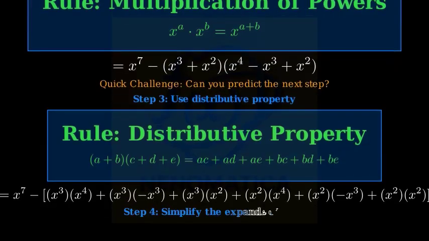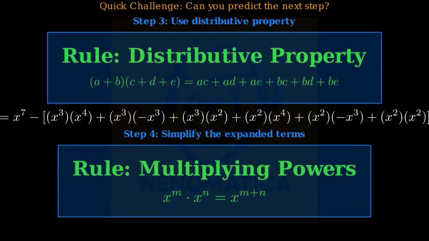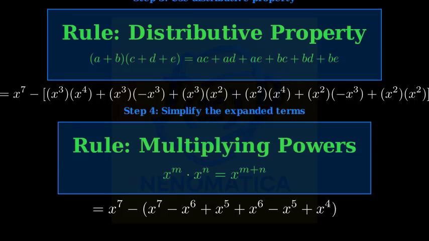Let's simplify each term in the expansion. X cubed times x to the fourth gives us x to the seventh. X cubed times negative x cubed gives us negative x to the sixth. X cubed times x squared gives us x to the fifth. X squared times x to the fourth gives us x to the sixth. X squared times negative x cubed gives us negative x to the fifth. And x squared times x squared gives us x to the fourth. Combining all these terms, we get x to the seventh minus x to the sixth plus x to the fifth plus x to the sixth minus x to the fifth plus x to the fourth.